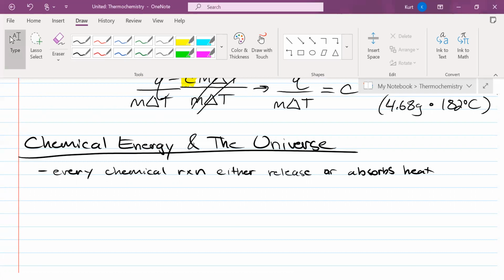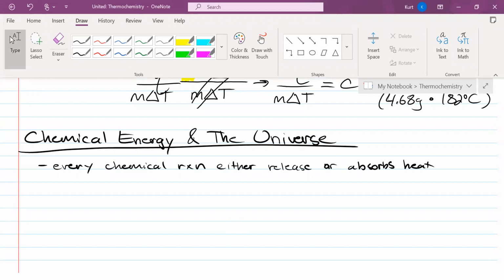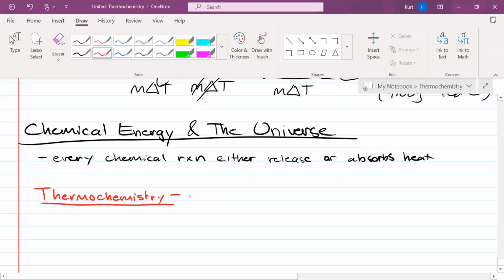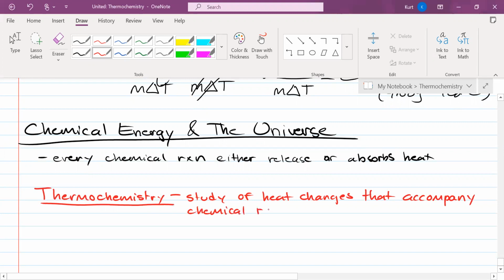So here comes the main term of this entire unit. This is known as thermochemistry. That is the title of this entire unit, and that is yet another vocab term. Thermochemistry is a branch of chemistry that is the study of heat changes that accompany chemical reactions and physical changes.